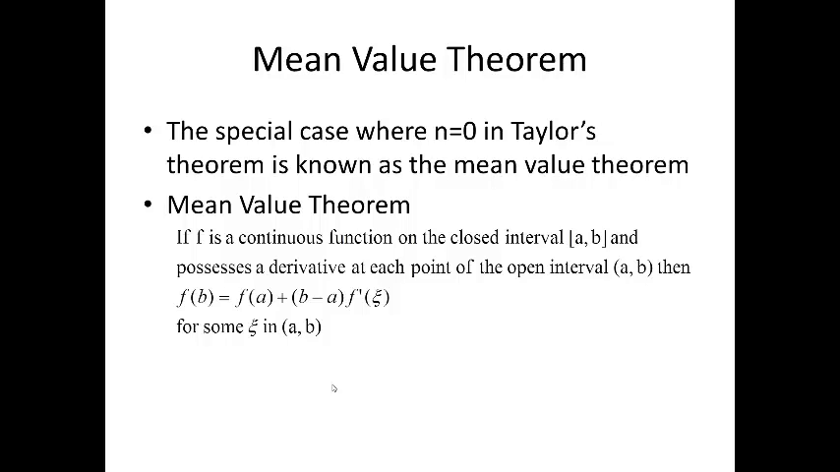It says if f is a continuous function on the closed interval [a, b] and possesses a derivative at each point of the open interval (a, b), so that's not including a and not including b, then f of b is equal to f of a plus b minus a times f prime of xi for some xi in (a, b). So let's simplify for a minute here. This theorem basically says there's some value xi in the interval for which the derivative of f of x is equal to f of b minus f of a divided by b minus a.